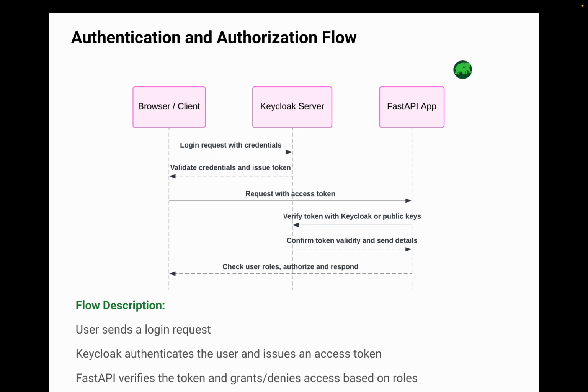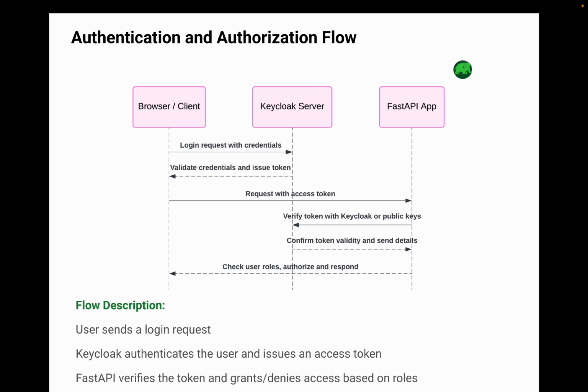Based on the user's roles embedded in the token, FastAPI determines if the user has the necessary permissions to access the requested API endpoint. For example, the admin role can access all endpoints, and likewise the user role can have limited access based on business logic. If the token is valid and the user is authorized, the application processes the request and responds with the required data. If the token is invalid or the user lacks the necessary permissions, an error is returned. For example, 401 unauthorized or 403, which is for forbidden.